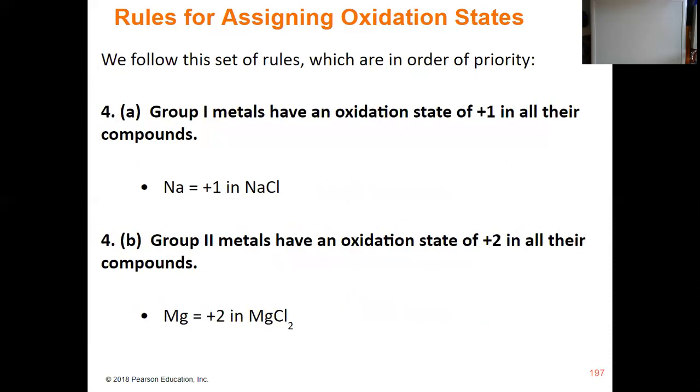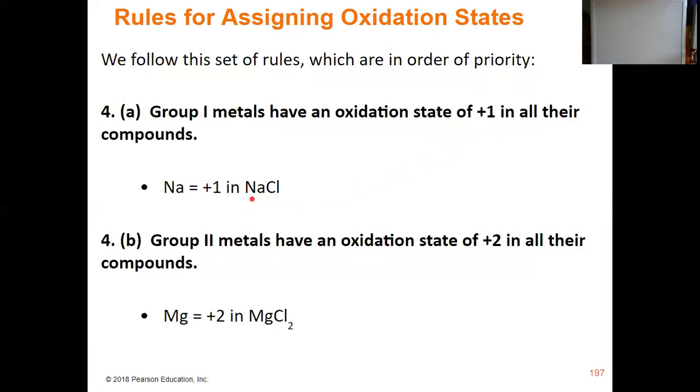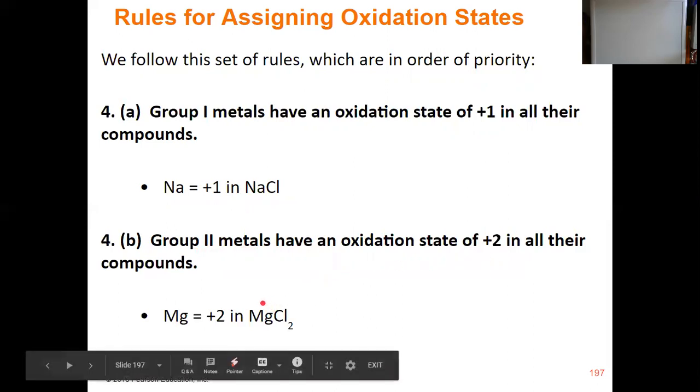Rule number 4 has to do with group 1 and group 2 metals. All group 1 metals are going to have an oxidation state of +1 in the compounds that they form. So this is where we got that oxidation state for sodium previously, because sodium is a group 1 metal. All group 2 metals are going to have an oxidation state of +2 in all of their compounds that they form. So in this case, Mg would have an oxidation state of +2.